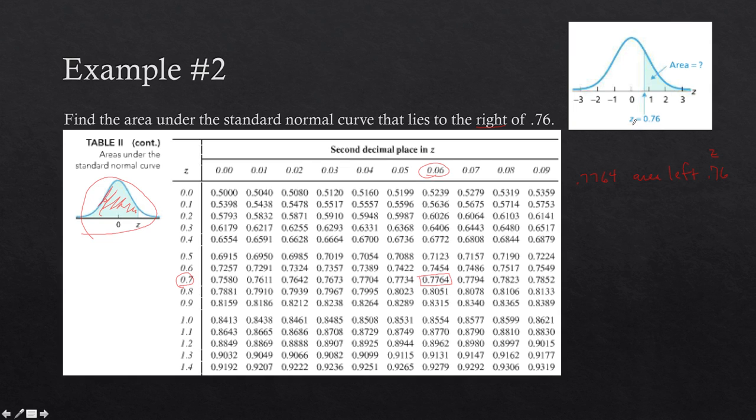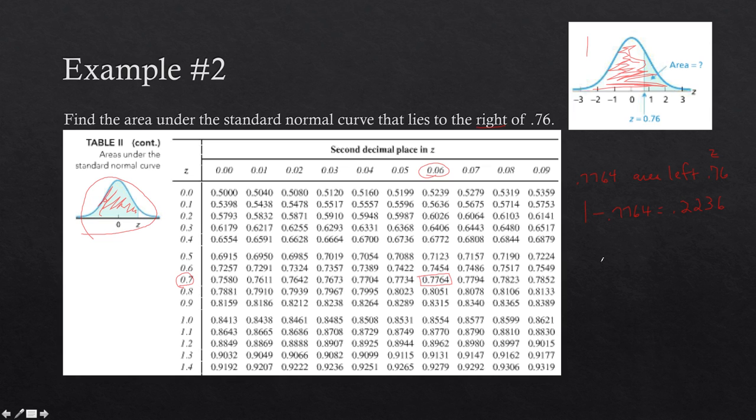Well, that all goes back to the properties. Remember what we talked about. All this area under the curve is supposed to represent what? It's supposed to represent 1. So if we know that 0.7764 is to the left, if we take that number and subtract it from 1, this will tell us the area to the right of 0.76. So the area to the right is 0.2236.